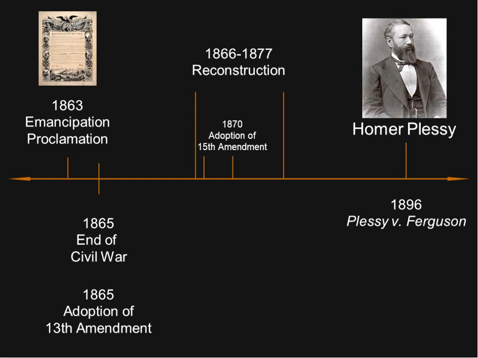And this is why when Reconstruction ends in 1877 with a series of political compromises, it is so devastating. And that moment prepares the space for the rise of racially restrictive laws like Jim Crow, and then the final moment in 1896 where we have Plessy versus Ferguson.